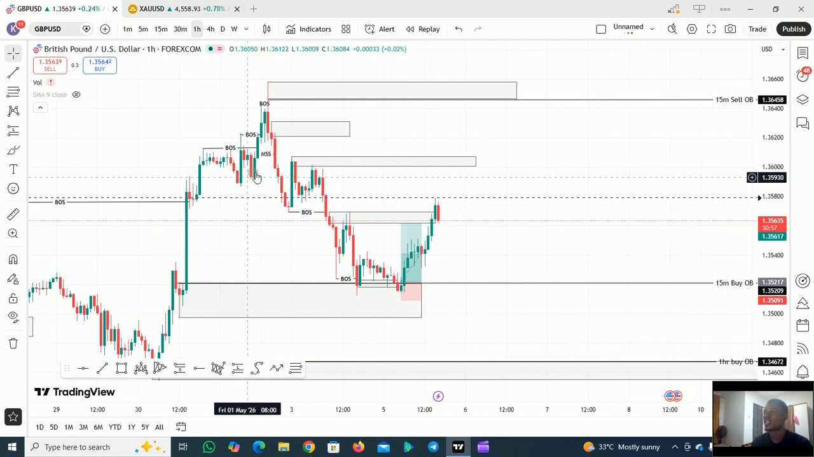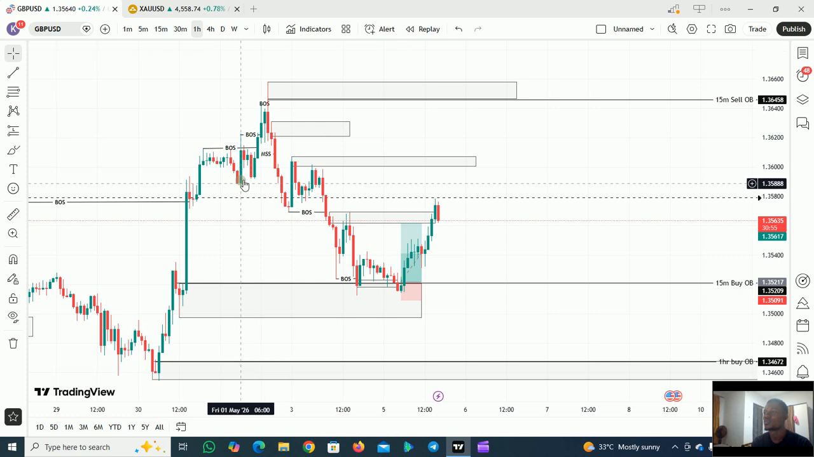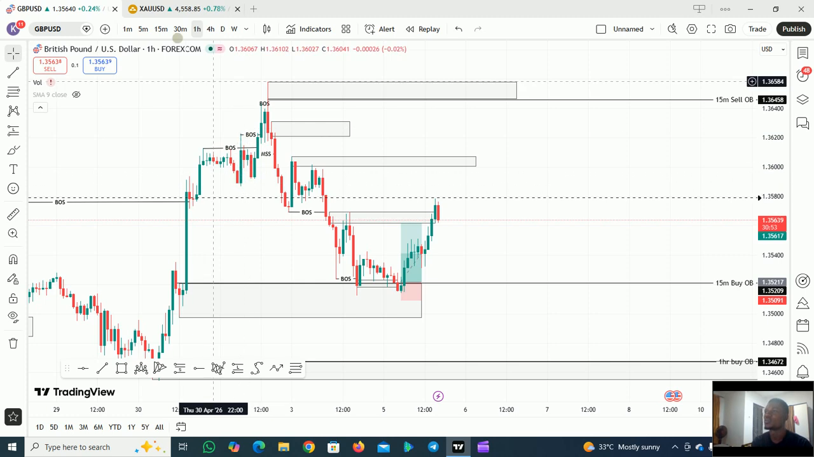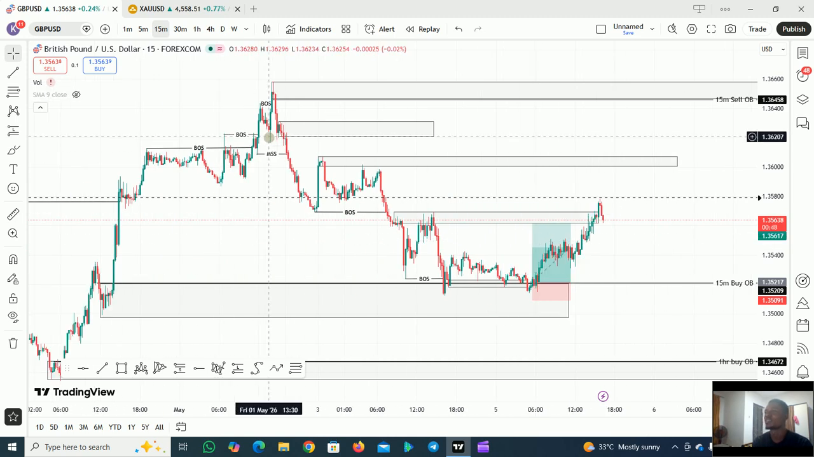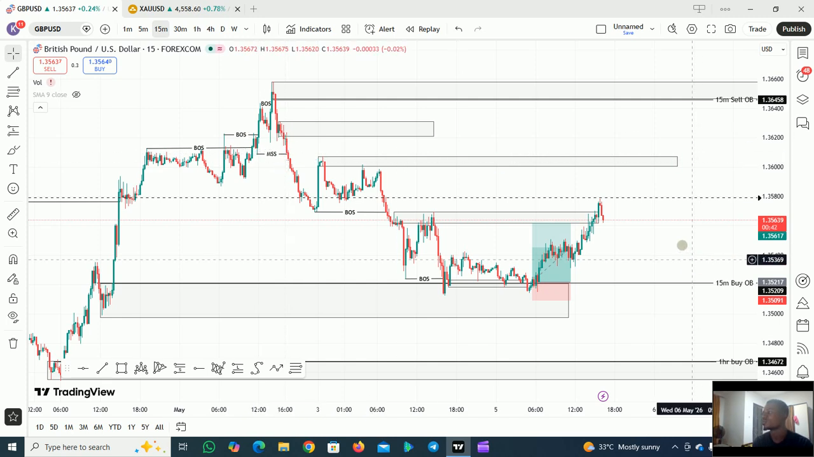This was the last low that came to break structure here. So this was the protected low, and price already broke through it. So let's go down to our 15-minute time frame. This was the last low that broke structure here. This was the protected low, so price already broke through it, which caused our market structure shift.